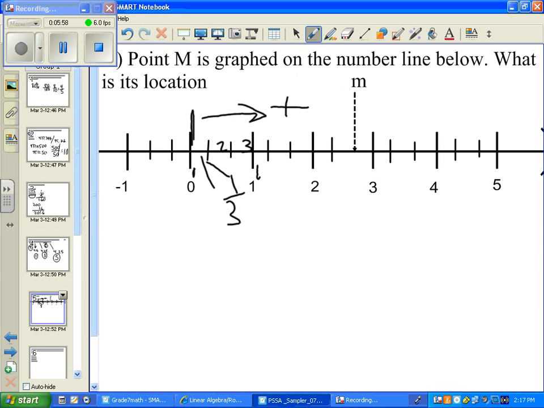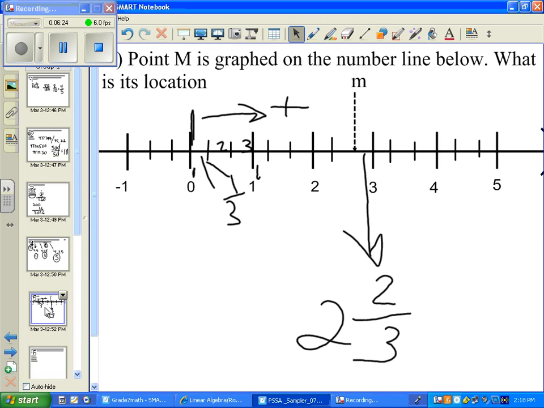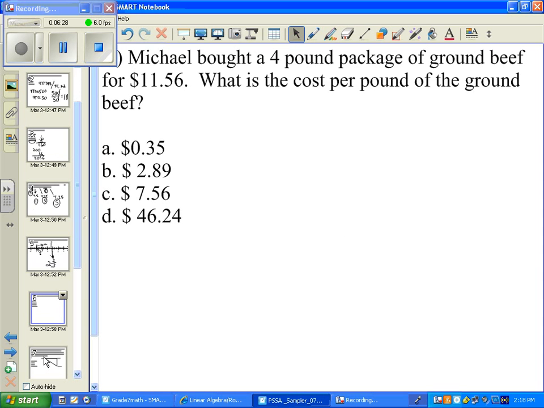And all of these, 0 to 1 is divided into 3s. 1 to 2 is divided into 3s, and 2 to 3 is divided into 3s. And if we look here, we can see that M is at the 2/3 mark, and it is at 2 and 2/3. That's your right answer, 2 and 2/3 on this one.